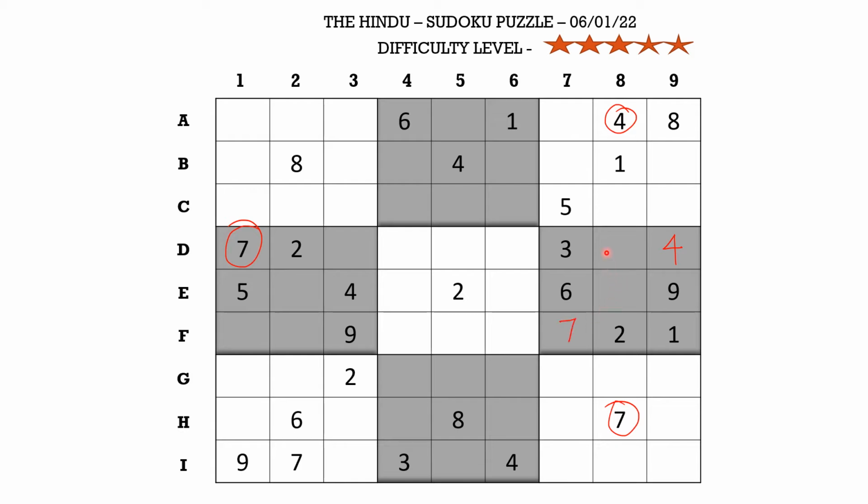Now the missing numbers are 5 and 8. There is a 5 in E row here, blocking this cell. So this cell takes 5 and this cell takes 8.